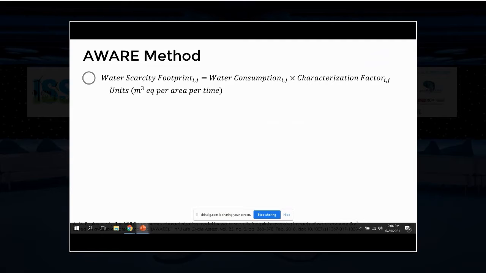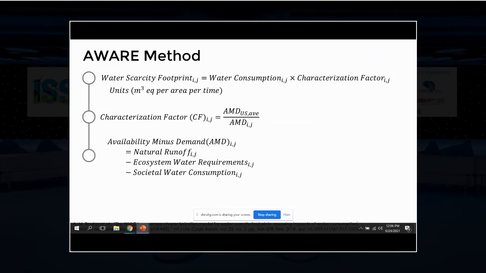So the biggest part of understanding a water scarcity footprint is understanding how you quantify characterization factors. That's the most important part. How do we weight the water use? For the AWARE method, the standard that's been developed is using a method called availability minus demand. You take the region average, in this case, the US average of the water availability minus demand, and you would compare each individual county and month, county i and month j, availability minus demand, to your region average. We'll go into this a little bit further.